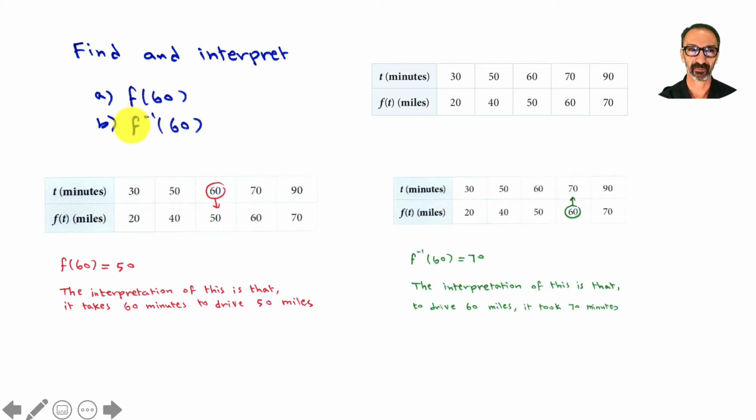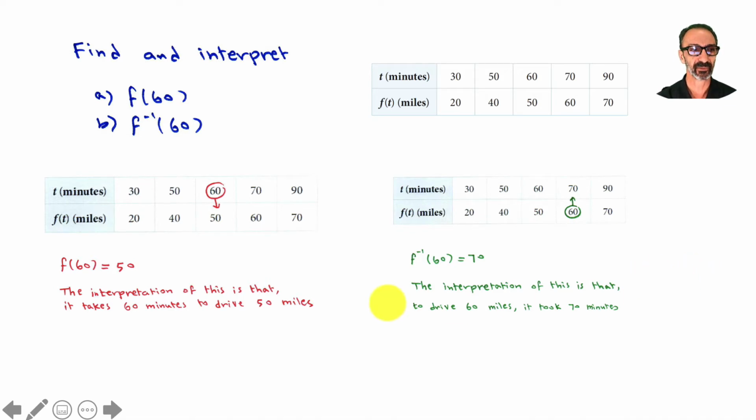For f inverse of 60, that means we are going back from the output to the input. This is f inverse, going backward. So 60 is my input now. The output should be 70, and we read it this way: f inverse of 60 is 70. The interpretation of this is that to drive 60 miles, it took 70 minutes.